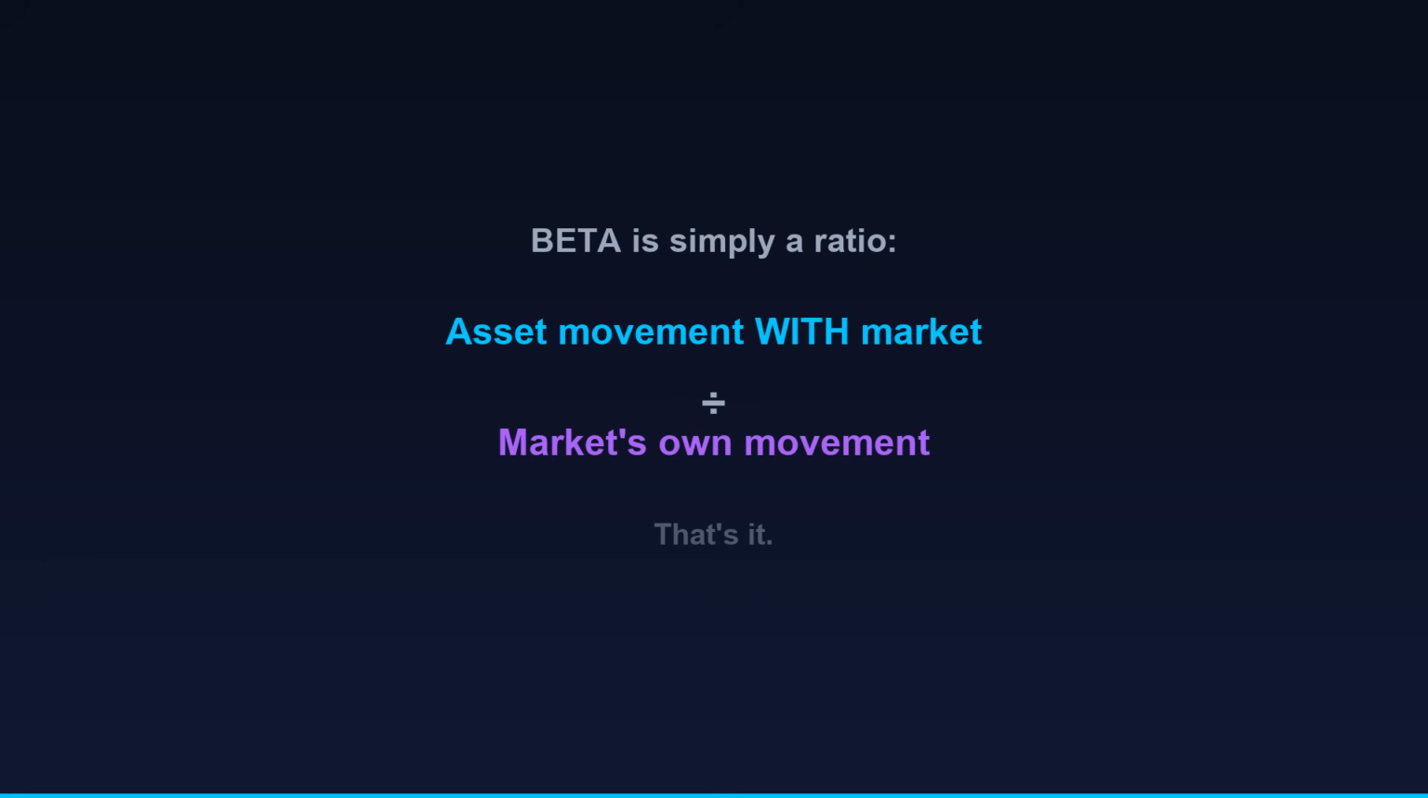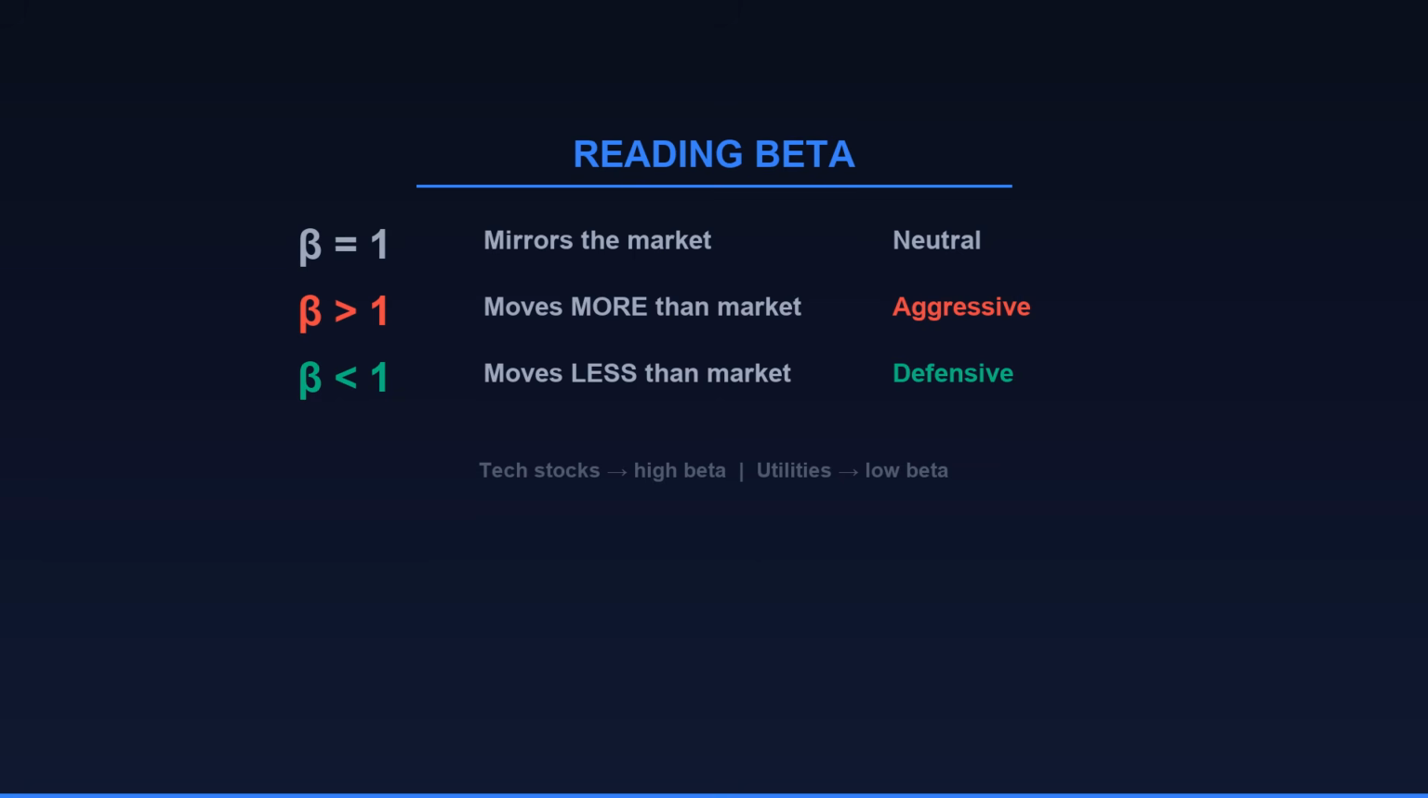Think of it this way. Beta is simply a ratio. The top part of the fraction is asking, how much does my asset move with the market? And the bottom part asks, okay, but how much does the market tend to move on its own anyway? That's really it. Okay, so we've got a formula, but what does the number it spits out actually tell us? That's what really matters here.